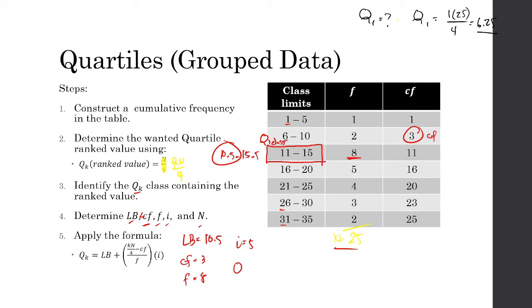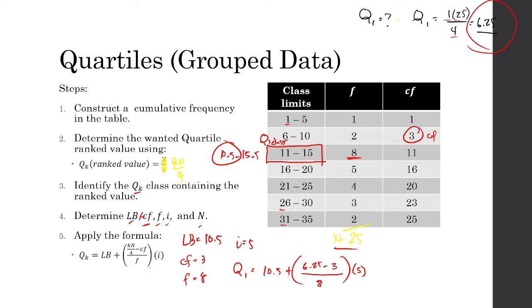Then, using the formula, our first quartile will be equal to our LB, which is 10.5, plus our kn divided by 4. Pwede nyong kunin na lang to kasi yun din yung ginawa natin dyan kanina. That is our k, our n, our 4. So we have there our 6.25 minus our CF, which is 3, divided by our F, which is 8. And that whole quantity is actually multiplied by our class interval, which is 5. So technique, kung paano natin compute, kunin nyo muna itong nasa taas.